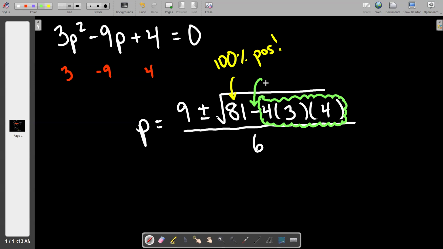What is 4 times 3? What's 12 times 4? I agree. So really what's happening inside your square root is 81 minus what you just said, 48. Are you with me? Now we have to do some subtraction, right? Sometimes that'll be addition if it changes, but this one is just subtraction. What's 81 minus 48?